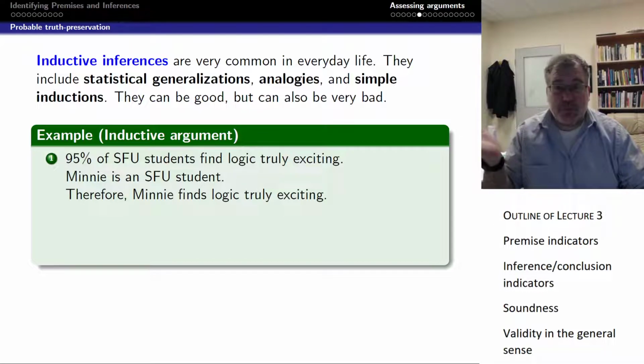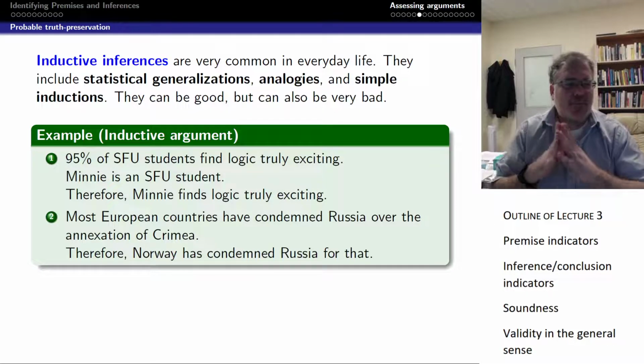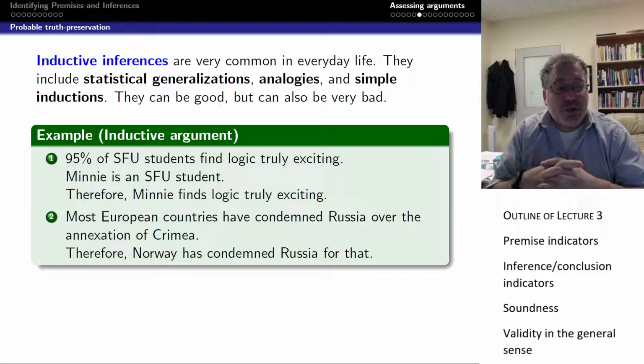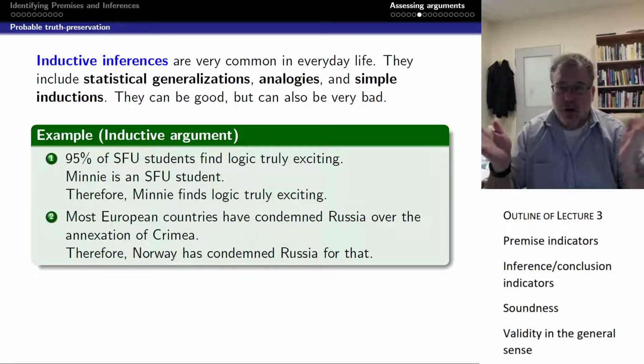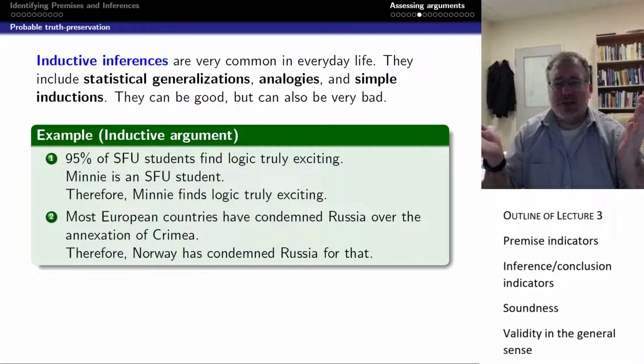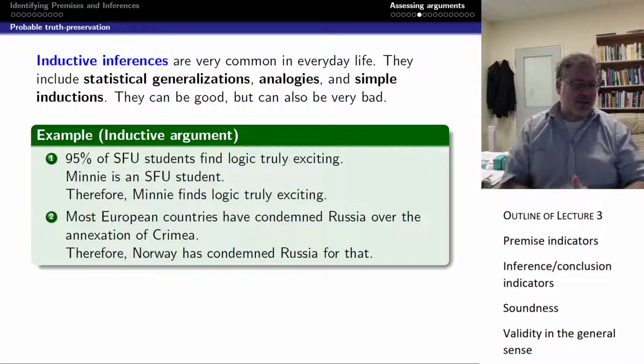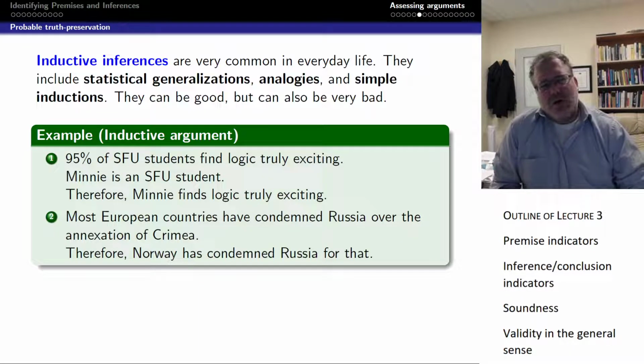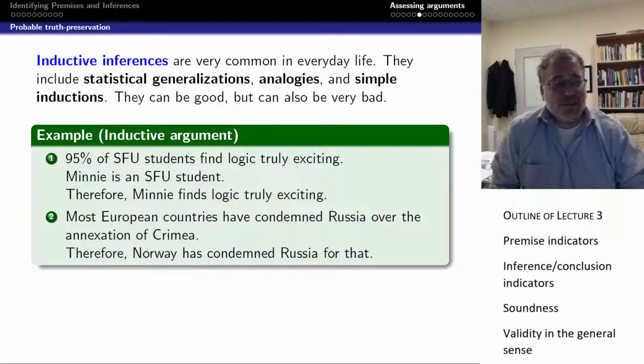Now, here's another example that doesn't involve probabilities. Most European countries have condemned Russia over the annexation of Crimea. Therefore, Norway has condemned Russia for that. Now, if you're like me, you're like, that happened, how many years ago now? Was it 10 years ago? No, not 10 years ago. Probably like 6 years ago. I forgot all the facts about it. But if most European countries have condemned Russia for that, probably Norway did, right? That seems like a plausible thing to say.